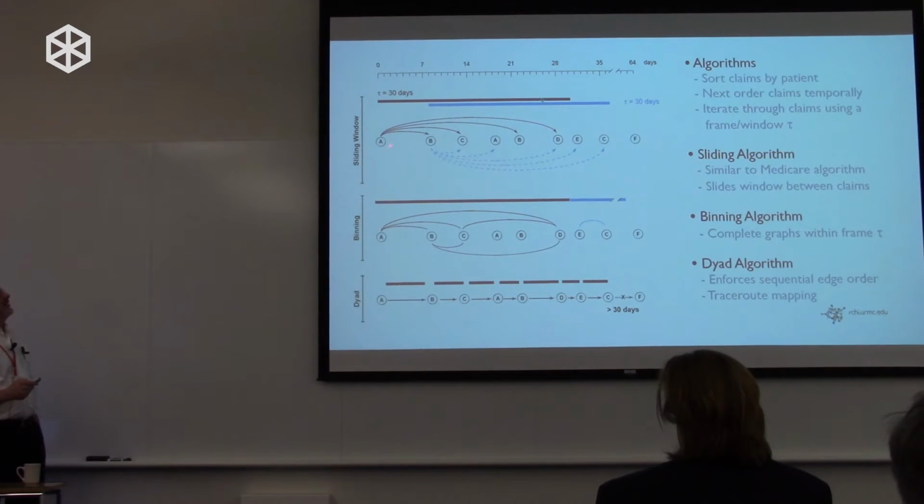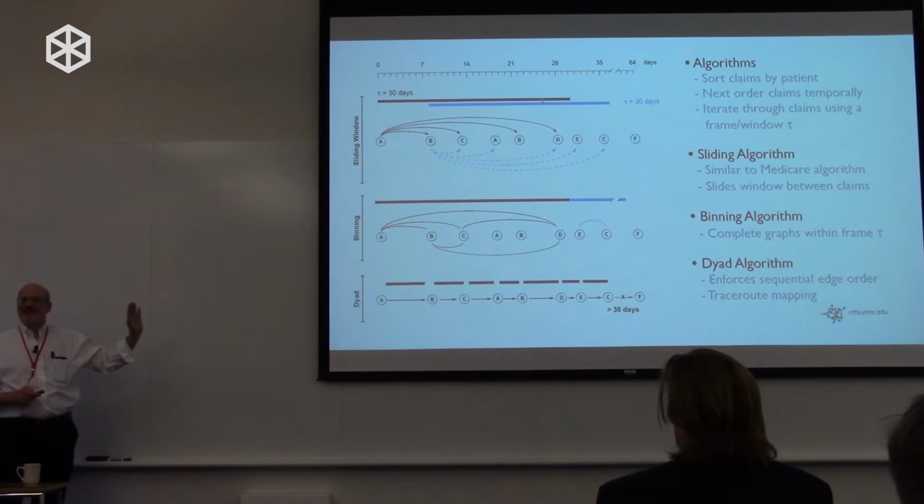We call it the sliding window. You start with patient sees provider A. This represents a claim. There's a frame or a window, and you create an edge to every other unique provider that is within that window, and then you shift to the next claim. And you do this. I don't understand what this algorithm means, but this appears to be what our government is using to produce this data.